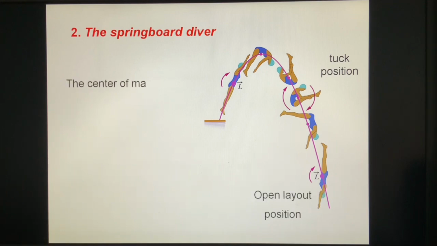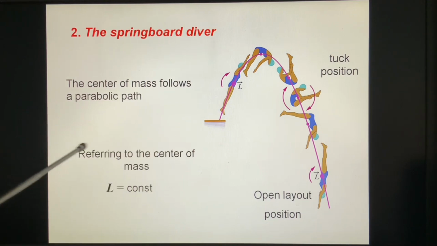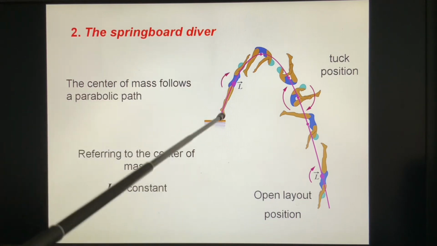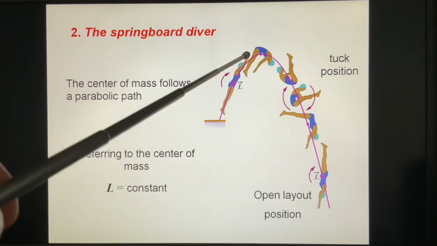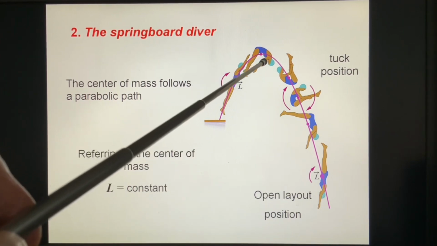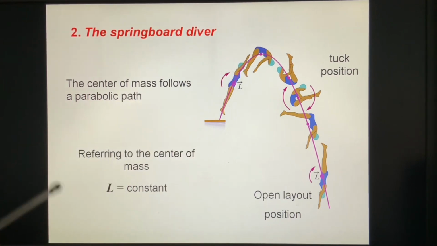The center of mass follows a parabolic path. Referring to the center of mass, because all the torque equals zero, you have a gravitational force, but towards the center of mass the torque is zero. So the angular momentum is constant.